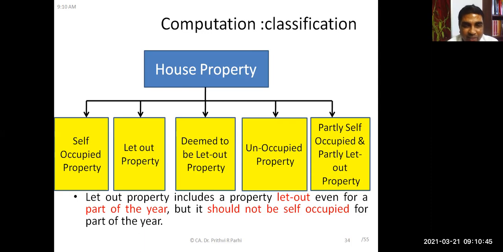Can you read out what these categories are? First category, self-occupied house property. That means the owner is occupying that property. Owner is staying in that property. Either the owner or his family is using that property. Next is, what's next?